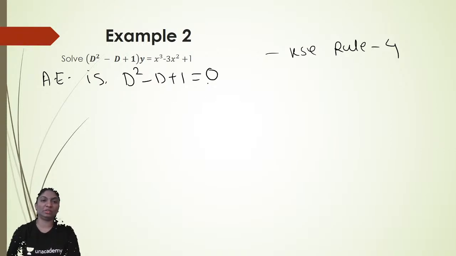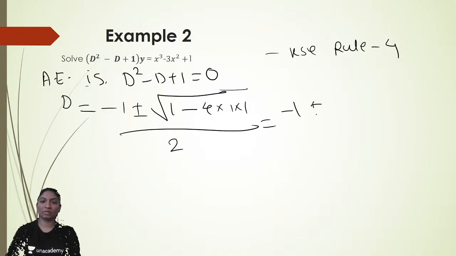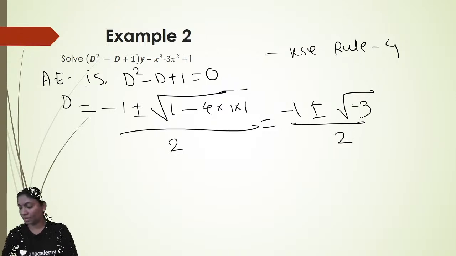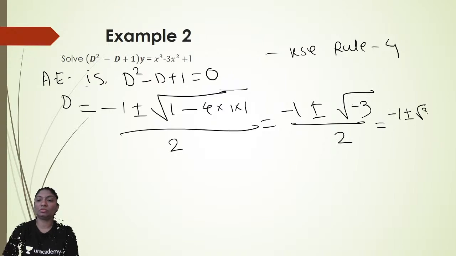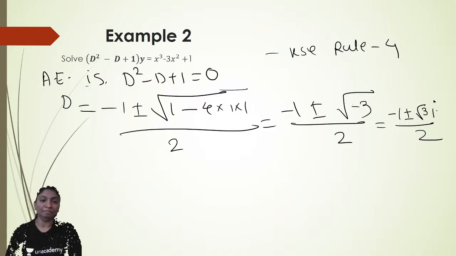So, d square minus d plus 1 is equal to 0. Now see, here you can find out d as d is equal to minus b plus or minus under root of b square minus 4ac upon 2a. So minus 1 plus or minus square root of 1 minus 4, that is minus 3, root of minus 3 upon 2. So we will get here minus 1 plus or minus root 3i upon 2, because root of minus 1 is i.